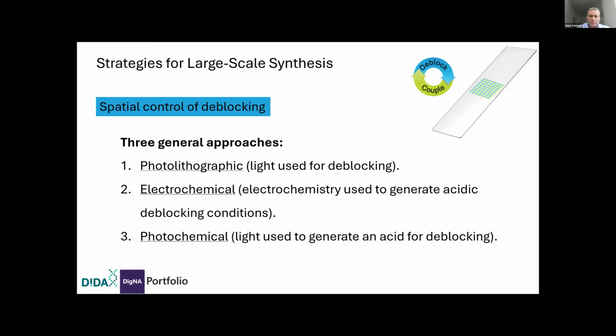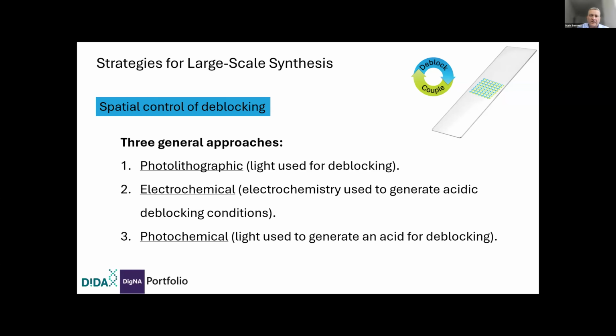So there are 3 general approaches to achieve spatial control of deblocking. One is photolithographic, in which we replace this acid labile protecting group with a photolabile protecting group. Another one is electrochemical, where we use electrochemistry to generate an acidic environment that then removes this acid labile protecting group. And the other one is something like a hybrid between these two.